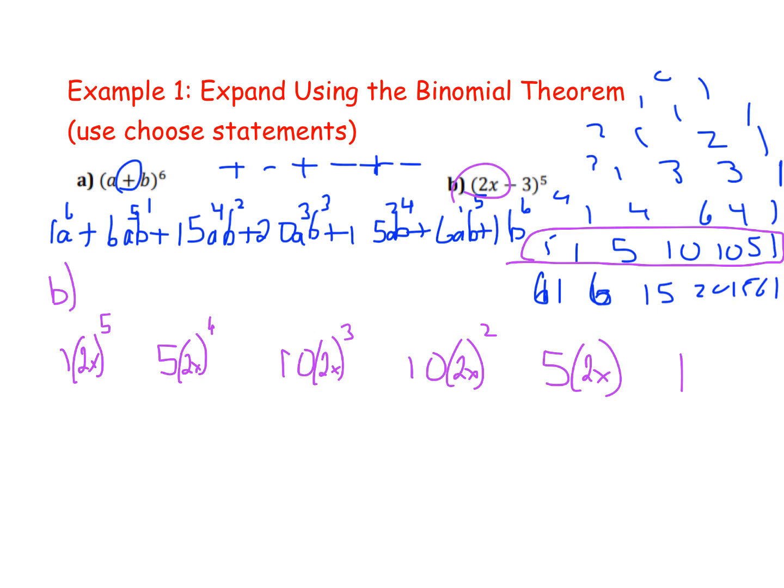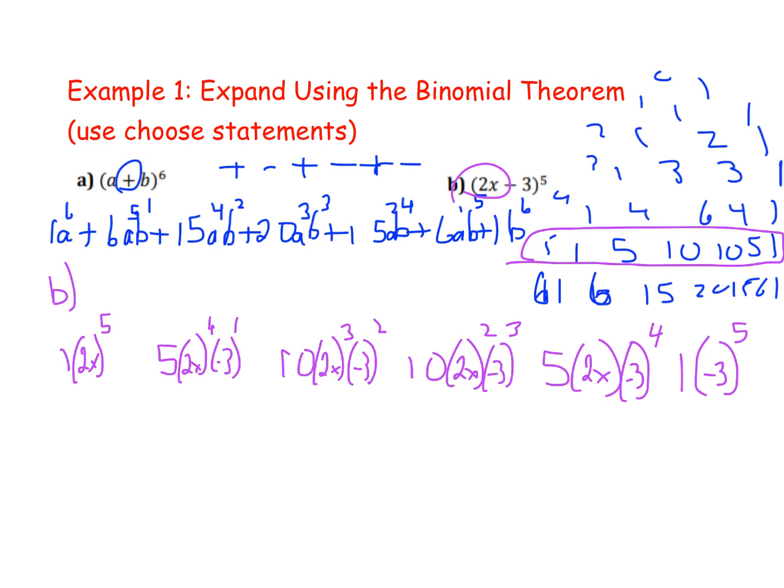Now I'm going to do the same thing, only I've got a minus 3 as my second term. So I'm going to start at the other end with minus 3 to the exponent 5. And now I'm going to have minus 3 to the 4, minus 3 to the 3, minus 3 squared, and minus 3 to the 1, or just minus 3.